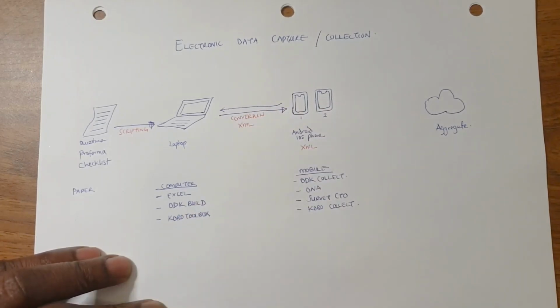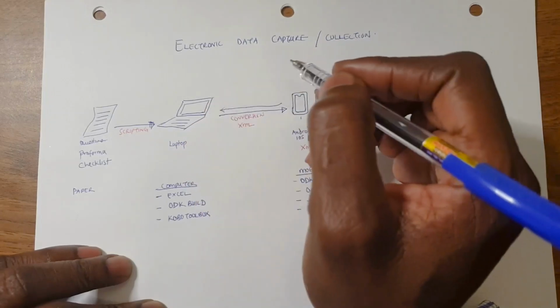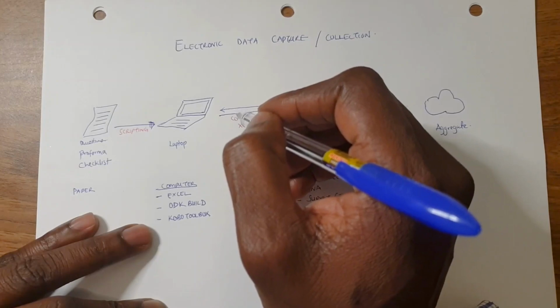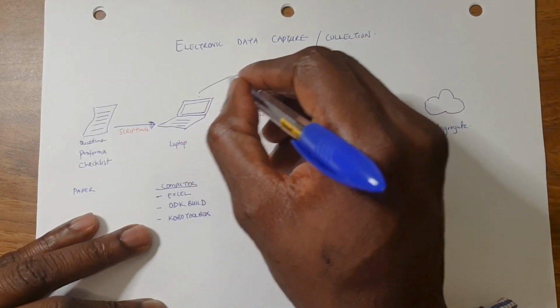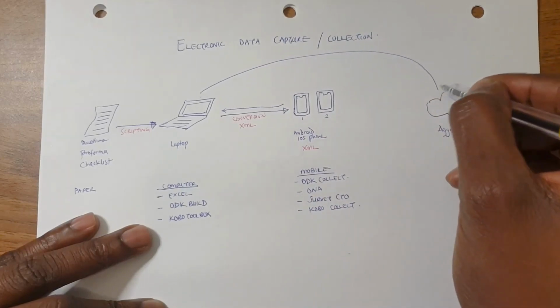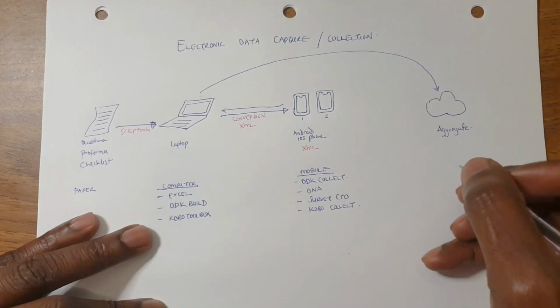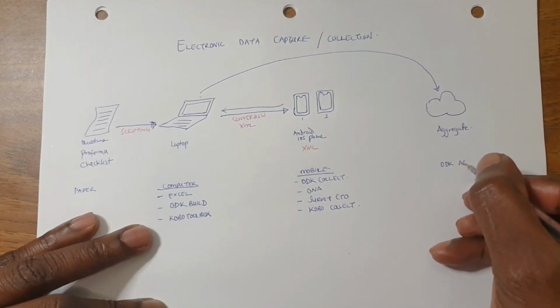Okay, another thing that you can also do is you can actually send this form that you have already now in your laptop as an electronic form. You can send this form all the way to a particular server. This server is called the Aggregate Server. So you have something that is called ODK Aggregate.